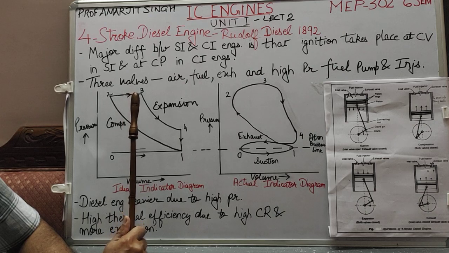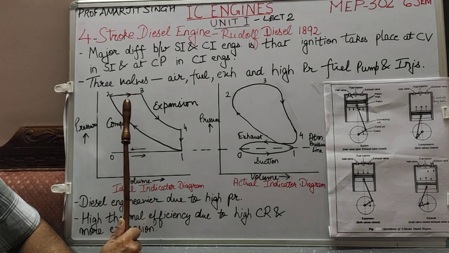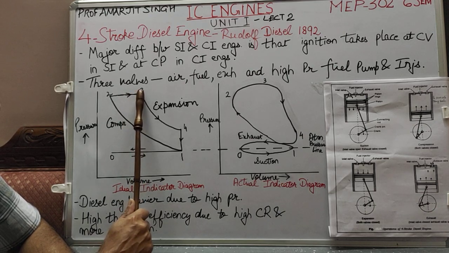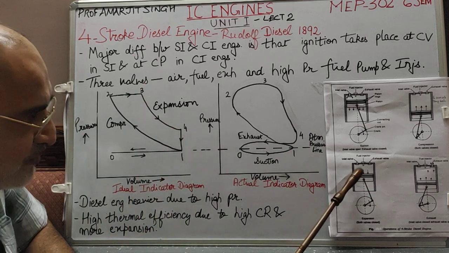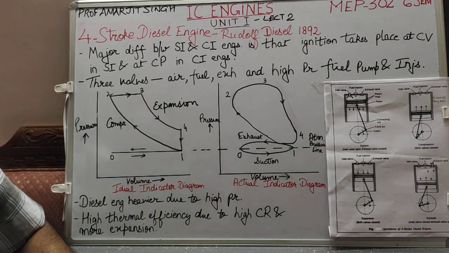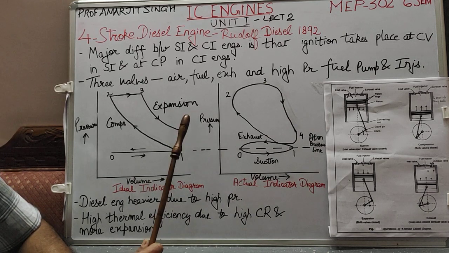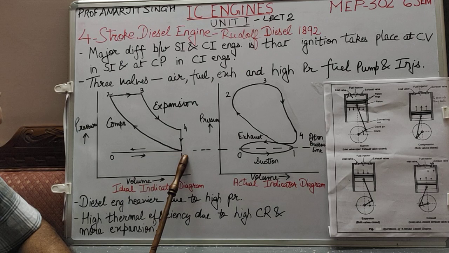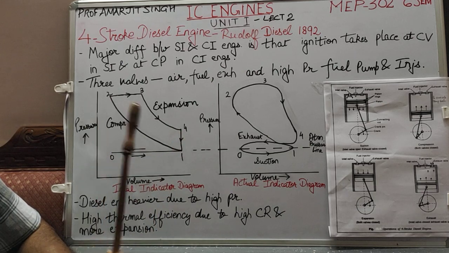After the mixture of air and diesel is ignited, the expansion stroke takes place and the piston is forced downwards due to this energy. The exhaust takes place from 4 to 0.